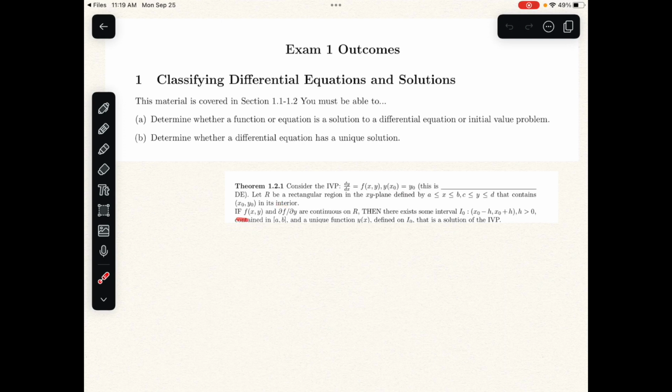And then the theorem says that if f and its partial derivative with respect to y are both continuous on the region, then there exists some interval contained in a to b and a unique function y of x defined on that interval that's a solution to the IVP. So in other words, if f and its partial derivative with respect to y are continuous on your rectangular region containing your initial condition point, then you can find some small subinterval where you get the existence of a unique solution.